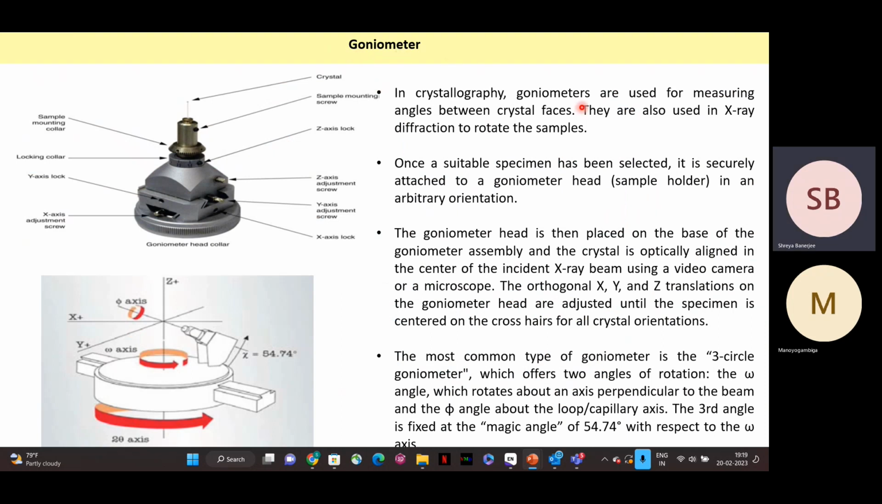There is an instrument called a goniometer in crystallography, which is used to measure the angles between crystal faces. They are also used in X-ray diffraction to rotate the samples.